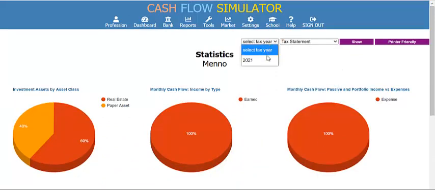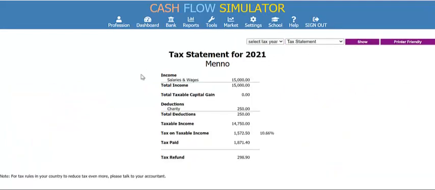So I need to select the tax year. I only have one at the moment. Let's have a look. Yes, I've been playing long enough. So you can see my income, my taxable capital gain, which I don't have any yet. I haven't been playing long enough because I want to hold my properties for more than 12 months, so I don't pay maximum capital gain, so I have reduction on capital gains.